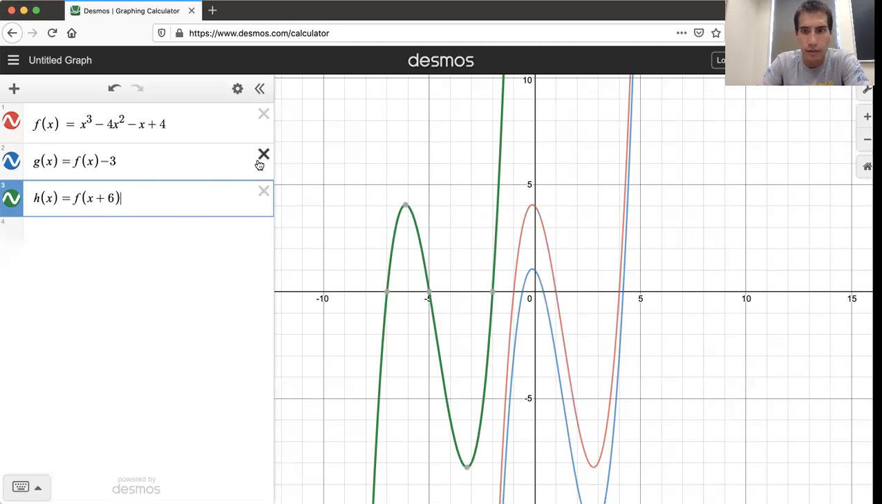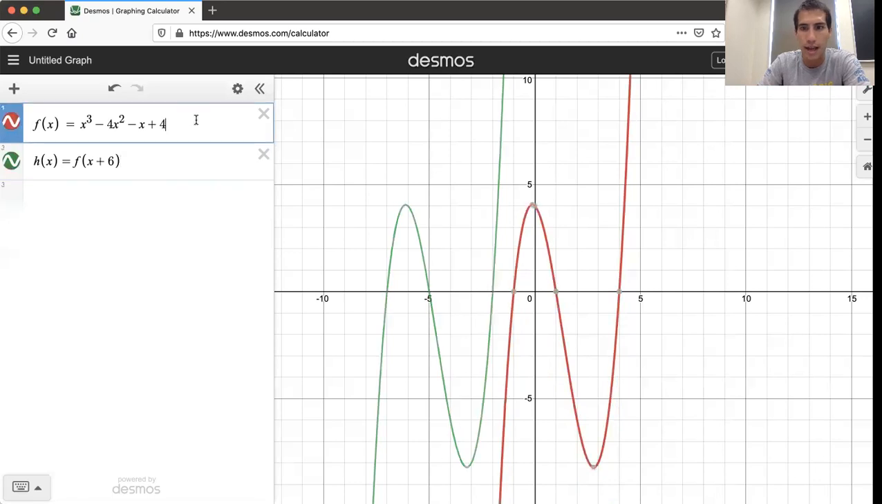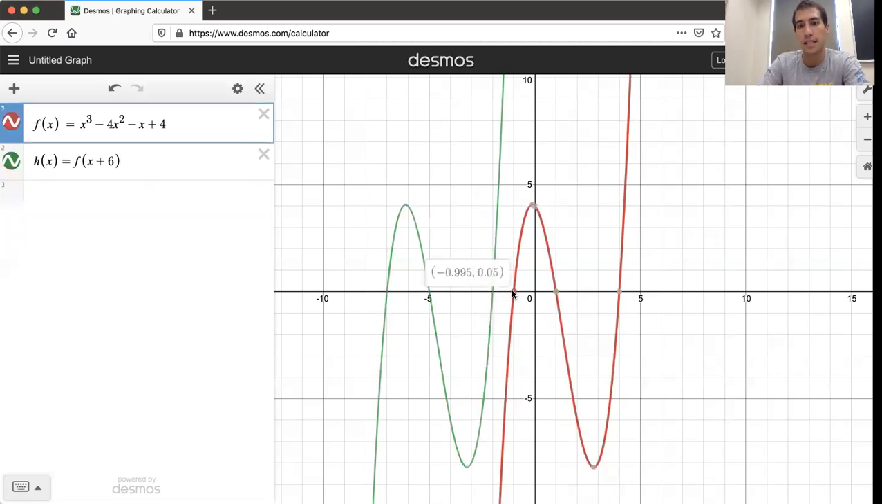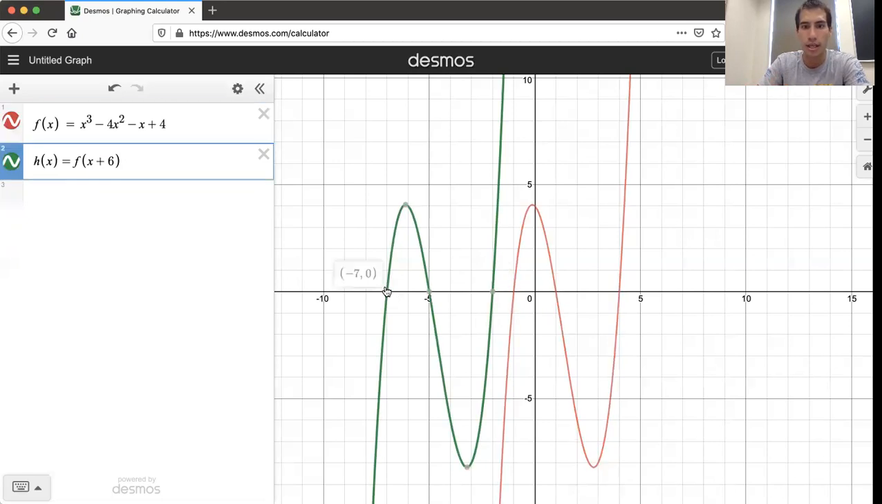So let me get rid of this g function so that it's more clear. So I had my f of x, the red function, and now I have this green function, and changing the input from x to x plus 6, what did that do? It looks like it shifted it left, and we can check, it looks like it shifted it left by 6 units. So let's check a point where it crosses the x-axis. The leftmost point where the function crosses the x-axis is -1 for the red graph, and it looks like it's -7 for the green graph. So it looks like it shifted to the left by 6.